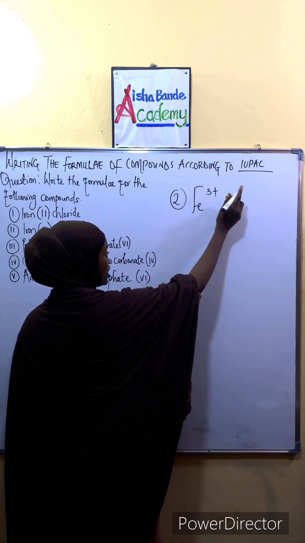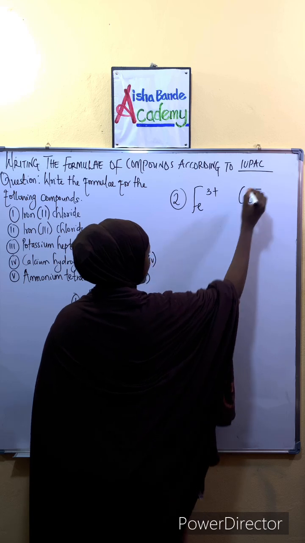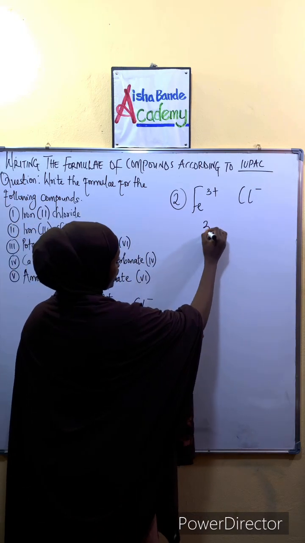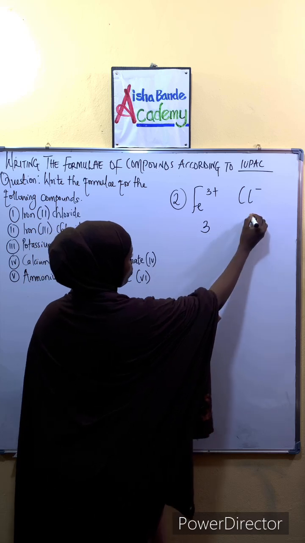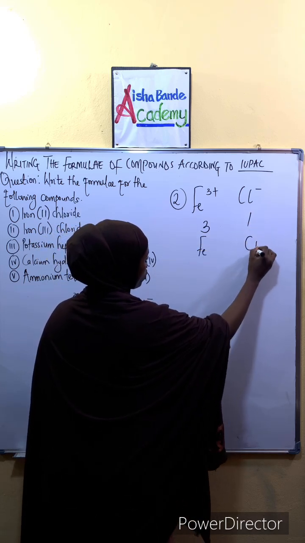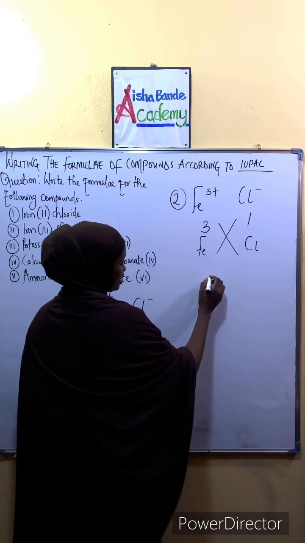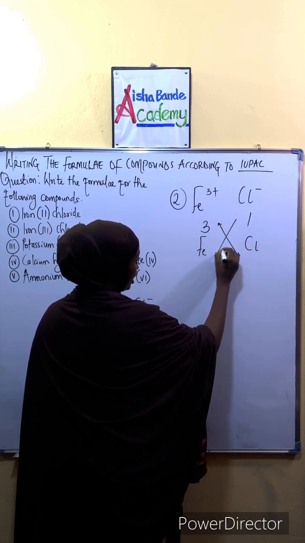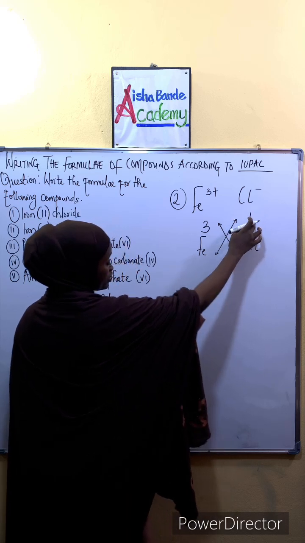Since it's iron 3, then chloride, which is chlorine, that is Cl minus, okay? So let's bring out the charges here. The charge here is 3, while here is 1. So this 3 here is for iron, and this 1 here is for chlorine. So here we just cross multiply as usual. This 3 is for the chlorine here, the iron is 1 here.